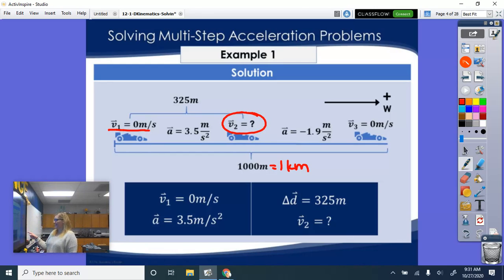Then on the second half, we start at V2, we end at a stop, and we know what our deceleration is, but we need to figure out how long this part took so that we can see if we're still on track at the very, very end.